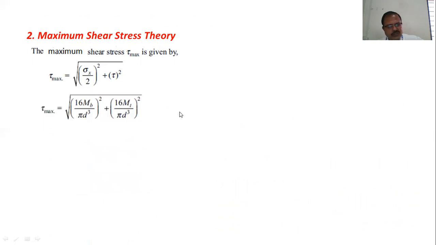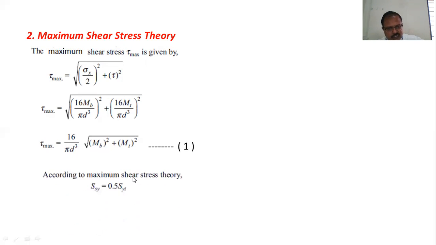So putting all the values again for sigma x and tau, we can have the simplified equation as 16 upon pi d cube under root of Mb square plus Mt square, where this term under root of Mb square plus Mt square is referred to as equivalent twisting moment. So tau max is equal to 16 times equivalent twisting moment divided by pi d cube.